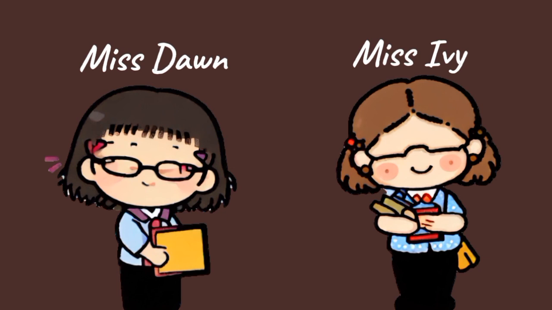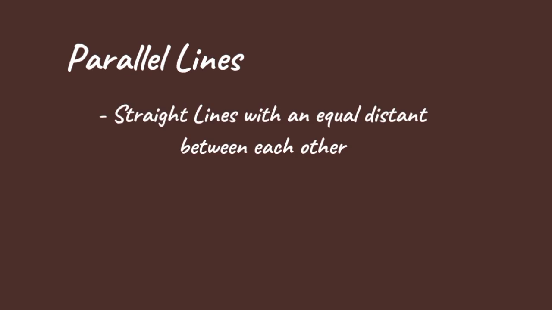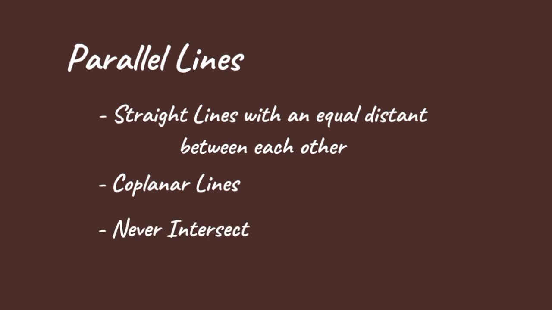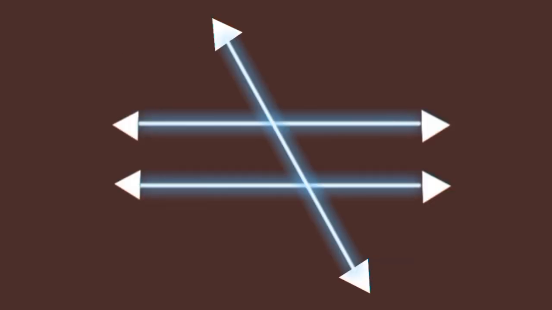Let's start. These are parallel lines. Parallel lines are said to be straight lines with an equal distance between each other. Parallel lines are said to be coplanar lines, which means they lie on the same plane. Parallel lines never intersect. No matter how far you try to extend them in any given direction, they will never intersect.